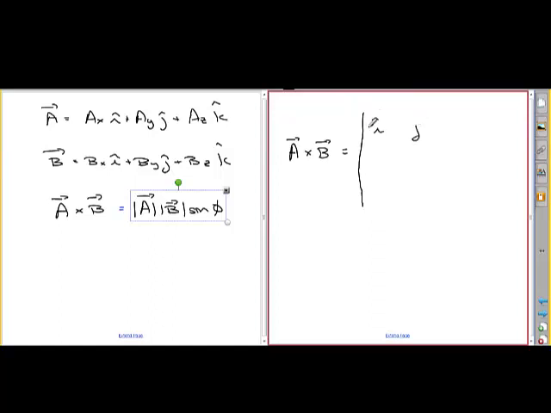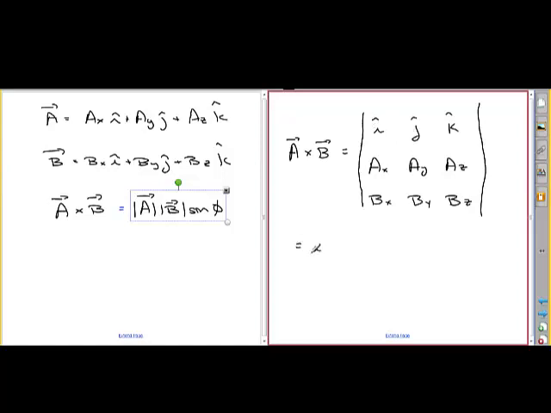So you have the I direction in row 1, column 1. You have the J unit vector in the first row, second column, and you have the K unit vector here. The next row is taken up by the first vector in the cross product. So in this case, A is the first one. The X component is first, the Y component is the second, and the Z component is the third. And then the second vector in the cross product, or vector product, is B sub X, B sub Y, B sub Z.